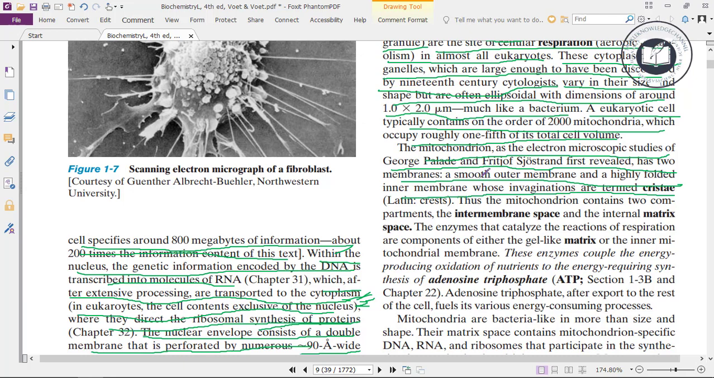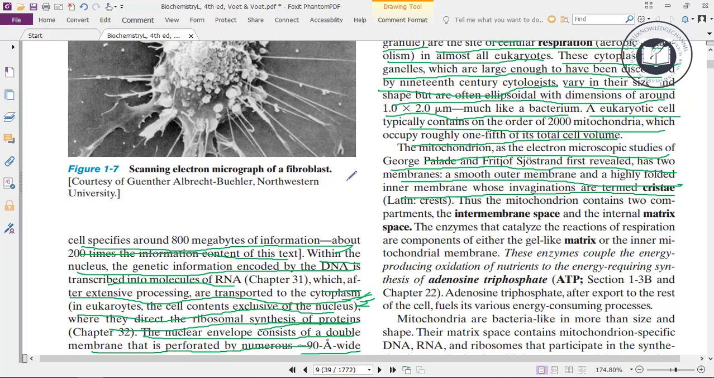So the mitochondria is further seen in the electron microscope studies. For the first time, George Palade and Fritiof Sjöstrand revealed that the mitochondria has two membranes. One is the smooth outer membrane, and the inside one is the highly folded inner membrane, known as the cristae.